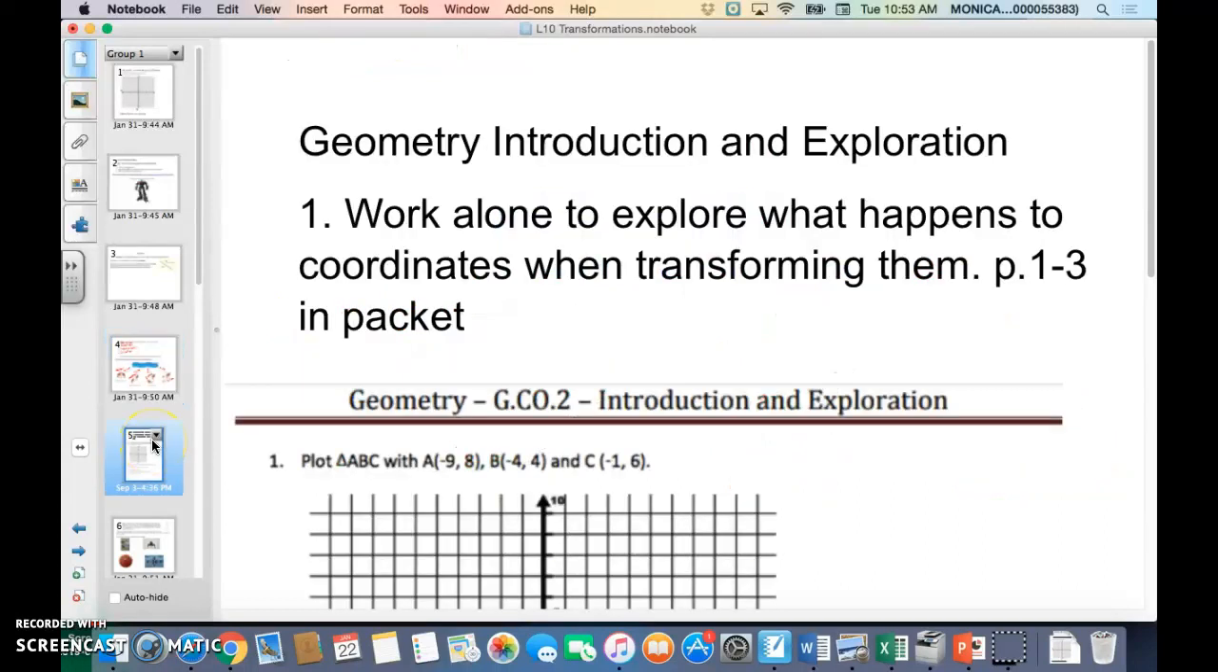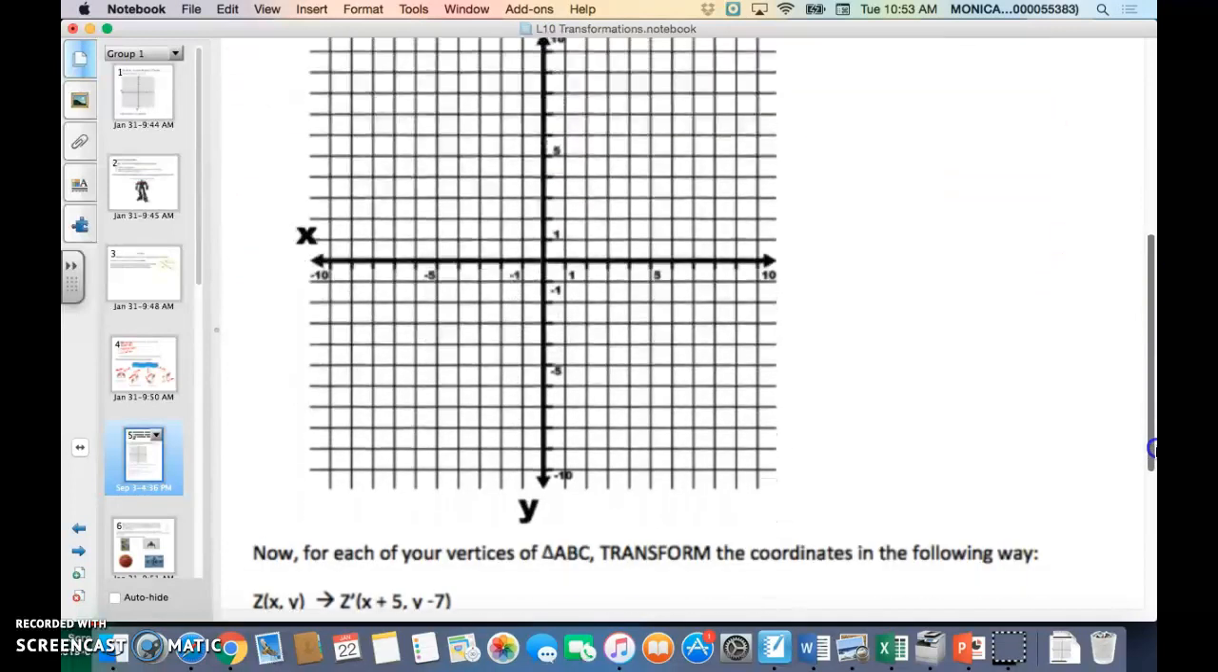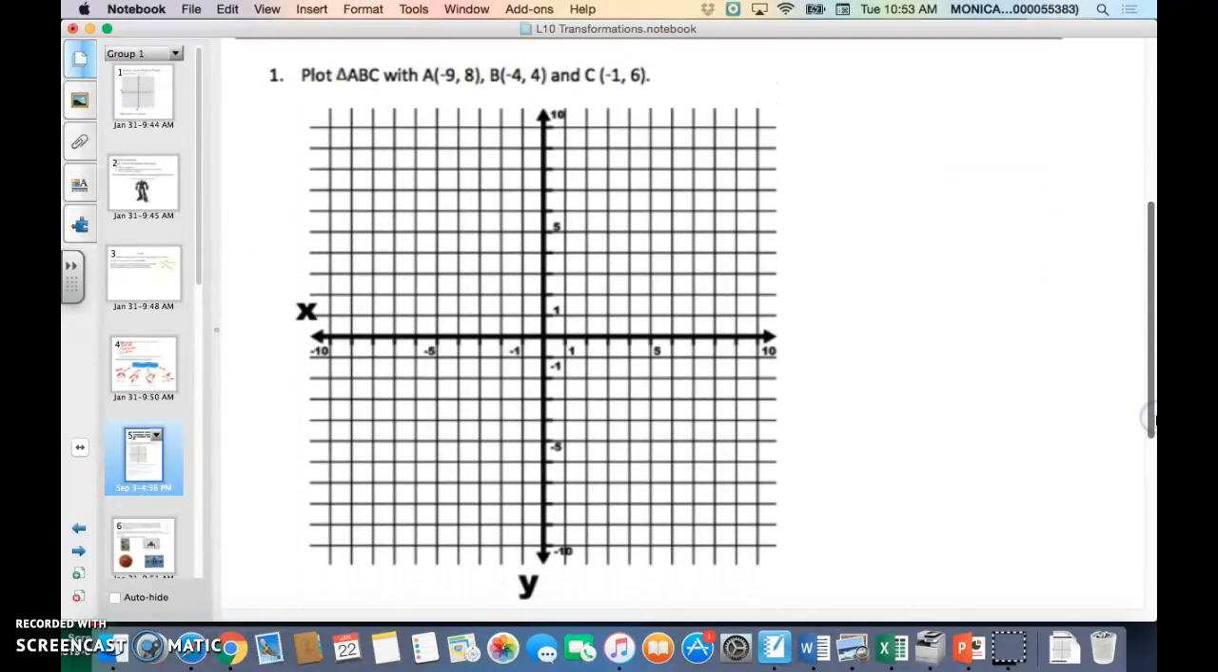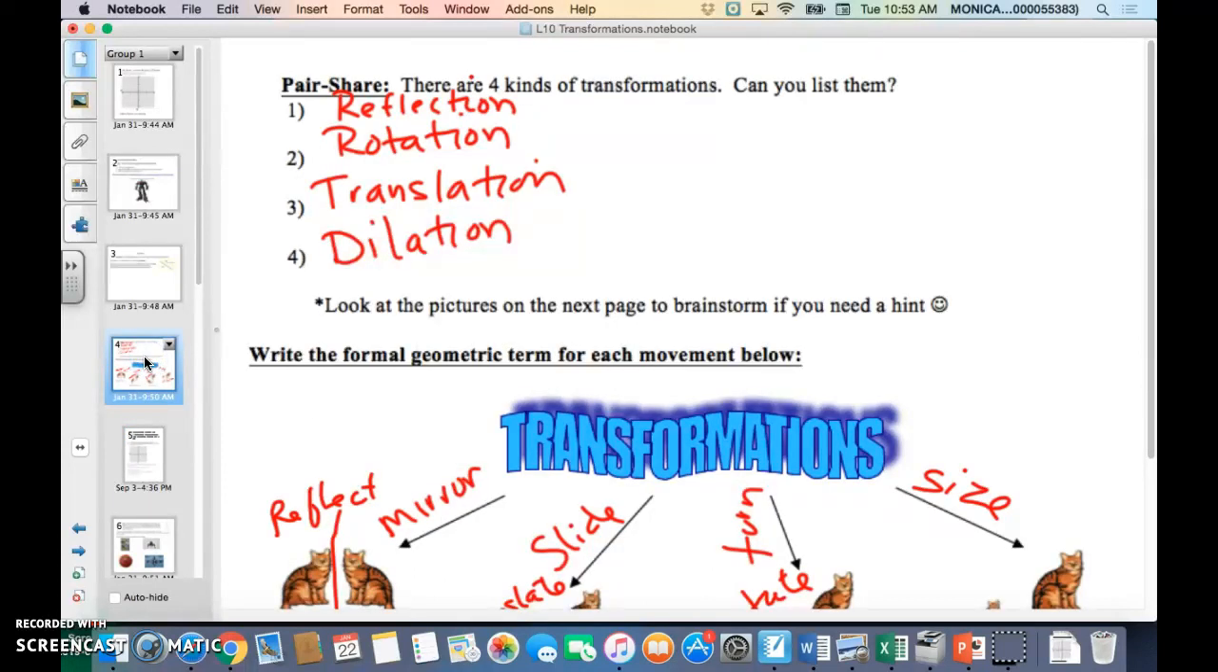All right, so this is like a little introductory activity. You should have already plotted these points as your warm-up. And you're going to complete pages 1 through 3. I'm not going to show you all the answers to numbers 2 and 3 at this point, but I will show you how to set it up. So what you're going to do is observe what happens to your coordinate points to see which kind of transformation occurred in your picture.